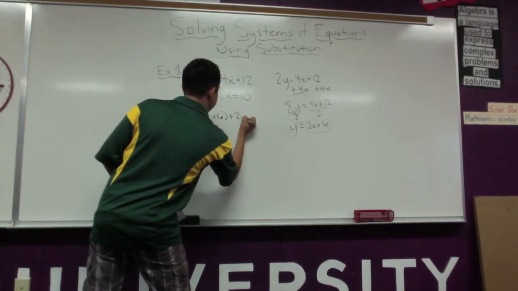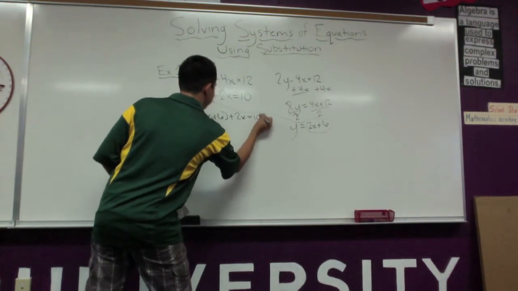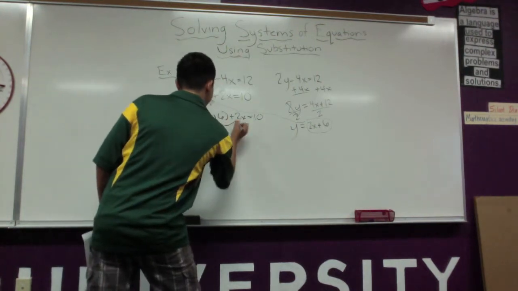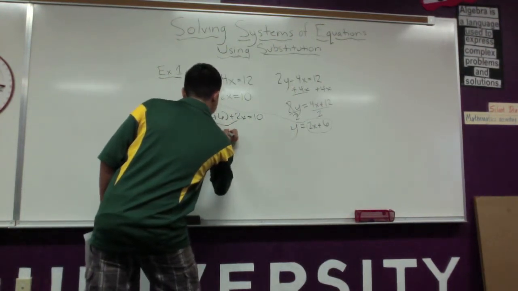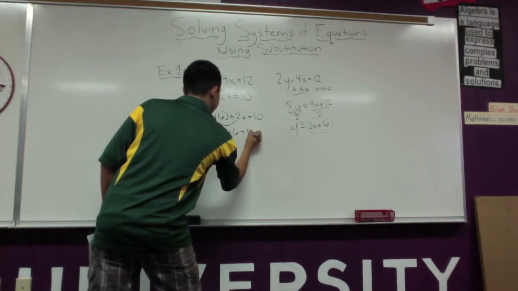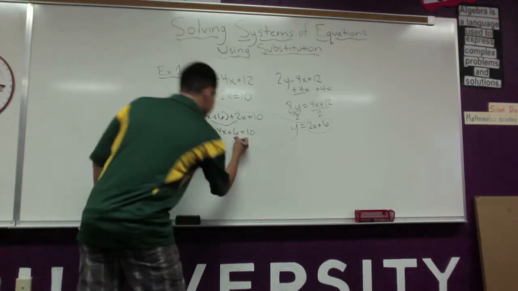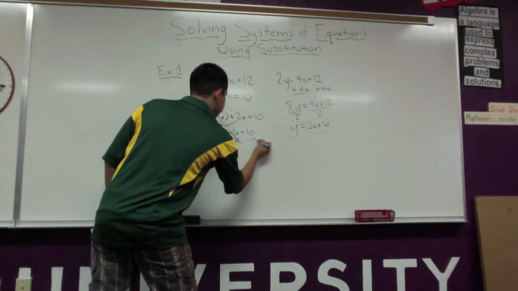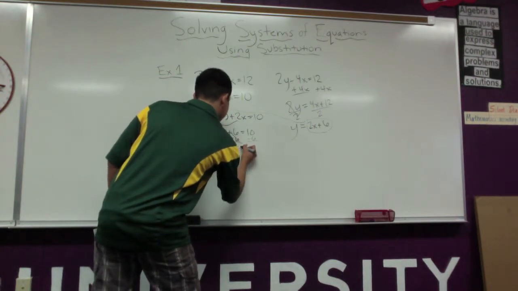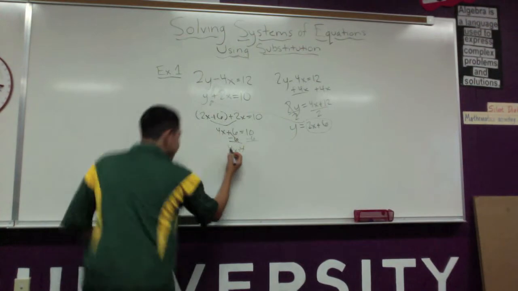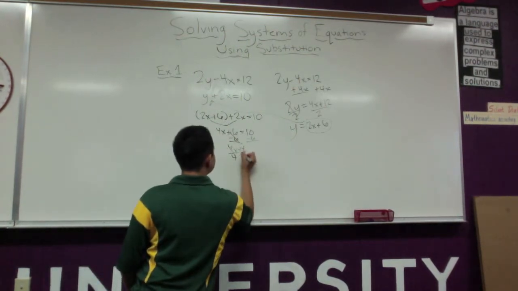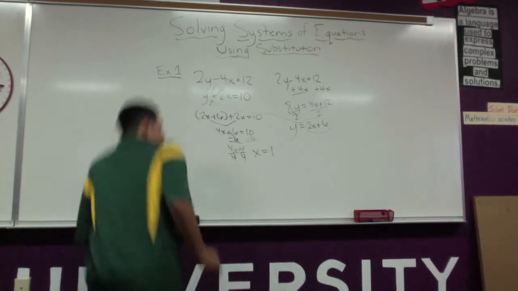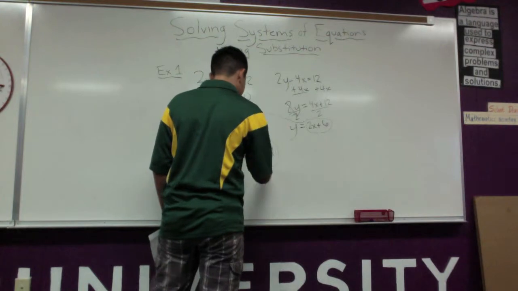plus 2x, because there's still a 2x right there, equals 10. Now you can combine the like terms. So 2x and 2x will be 4x plus 6 equals 10. Now you can start trying to isolate x, so you first subtract 6 from both sides, so 4x equals 4. And now, one of the final steps. So there, x equals 1. So there we found x.